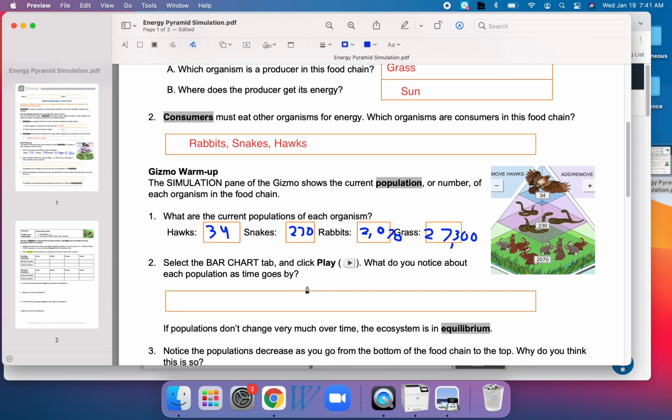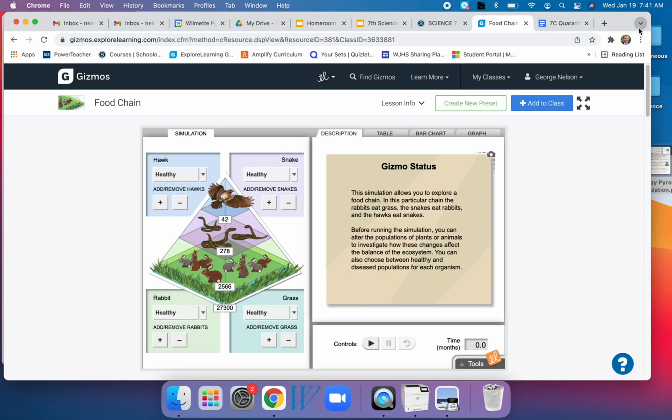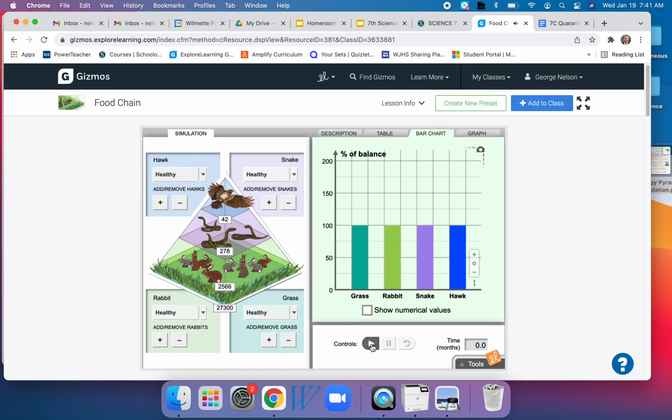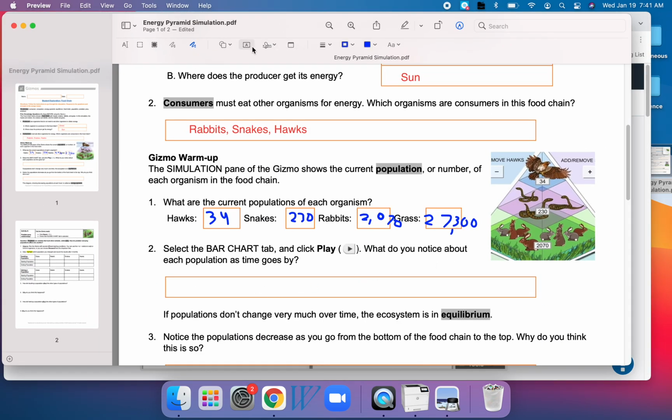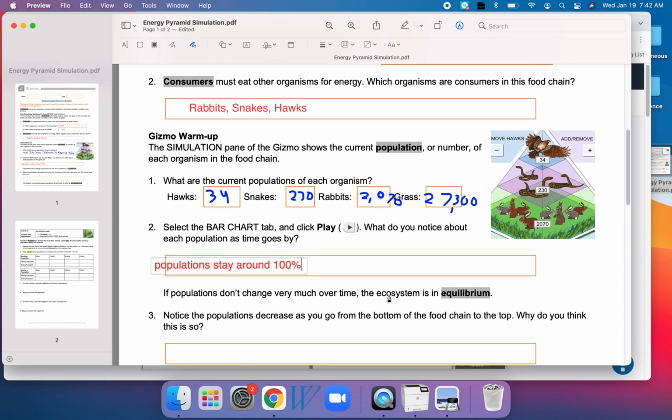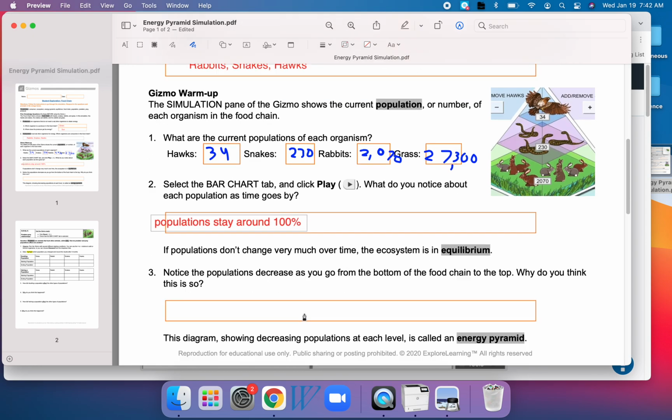Okay. Select the bar chart. Click play. What do you notice about each population as it goes by? All right, we got the bar chart here. I click play. Maybe show them numerical values. Oh, percent of their balance. They're all staying around 100. So what do we say over this? What happens over time? There's some fluctuation between the populations, but not too much. So I would just say populations stay around 100%. Populations don't change that much. We call that equilibrium. So they're at equilibrium now, staying about 100.